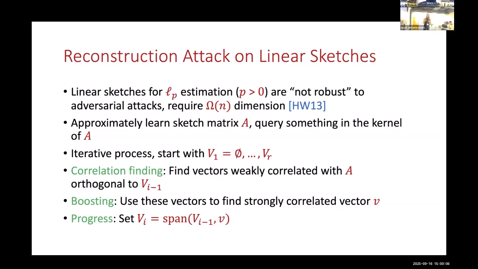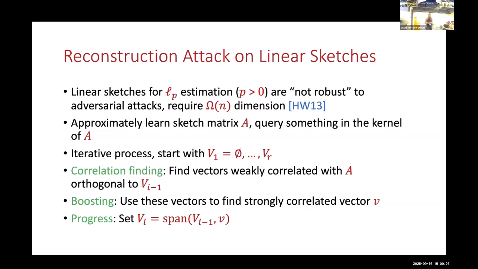The attack works by approximately learning the sketching matrix A and then querying something that is either 0 or something in the kernel of A, with half probability. The idea is that the algorithm will not be able to distinguish between these two cases, and it will not be able to give a constant factor approximation.